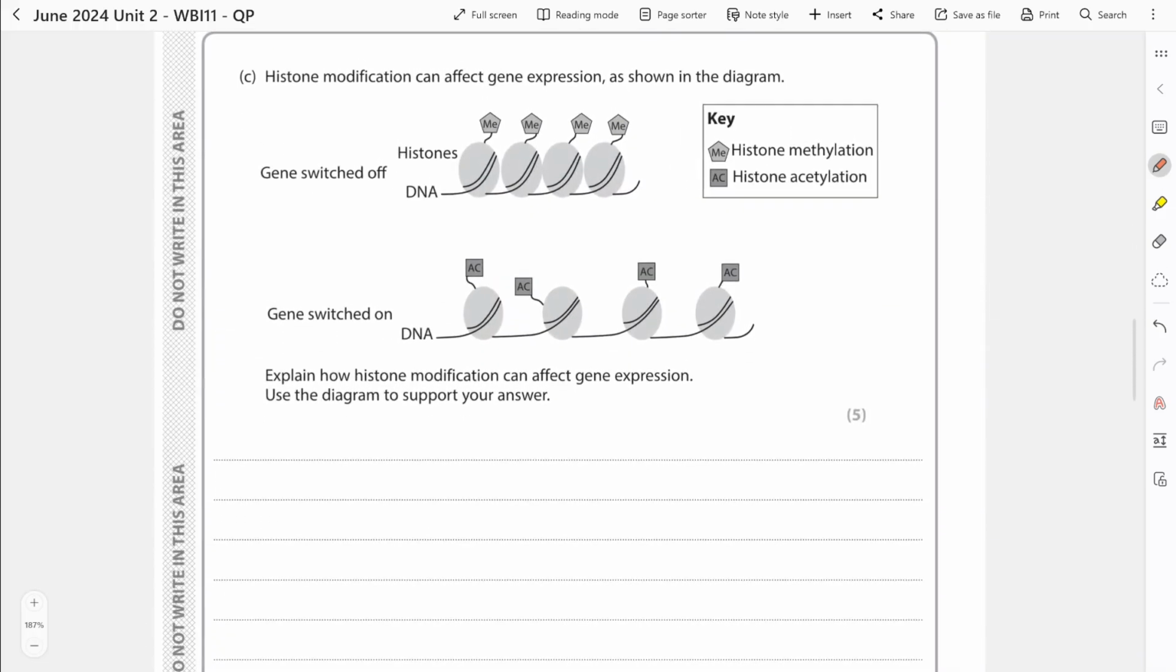Okay, part C. Histone modification can affect gene expression as shown in the diagram. So you can see when there's methylation, it's more tightly packed. You can see that here. But when there's acetylation, they're more loosely packed. Explain how histone modification can affect gene expression. Use the diagram to support your answer.